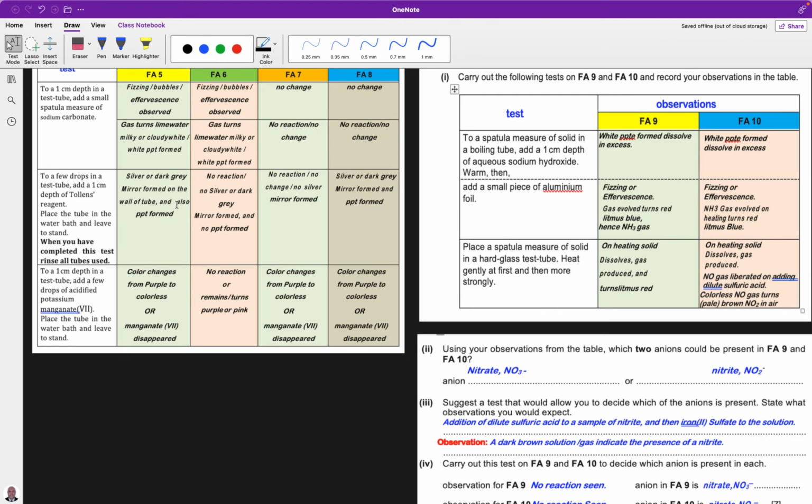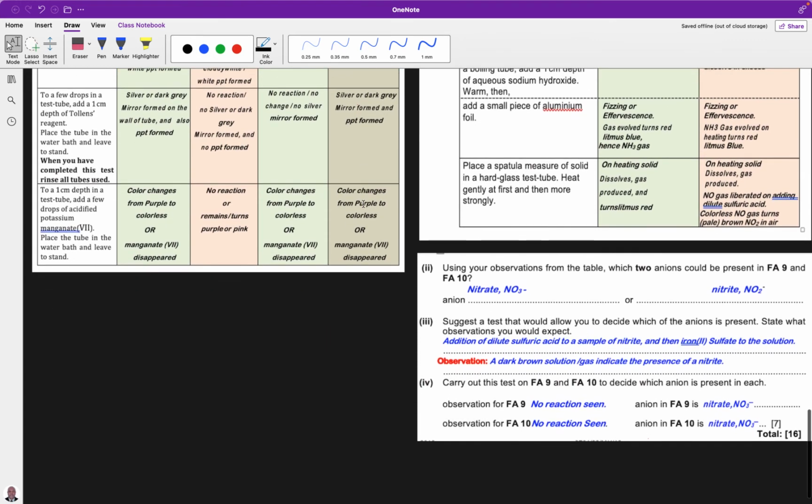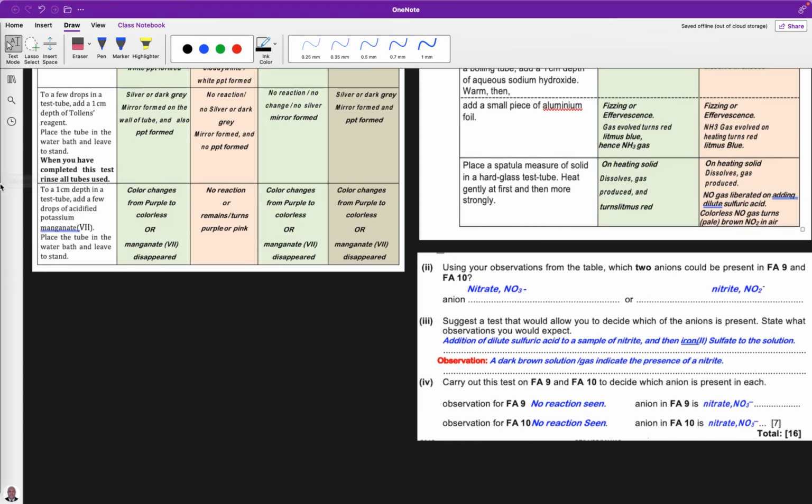In this test, FA5 and FA8 have something in common. In the first case, FA5 and FA6 have something in common. In this other test, FA5 and FA8 have something in common. That should come into your brain. I went further again to the next test, to a 1 cm depth in a test tube, add a few drops of acidified potassium manganate 7. Place the test tube in the water bath and leave to stand.